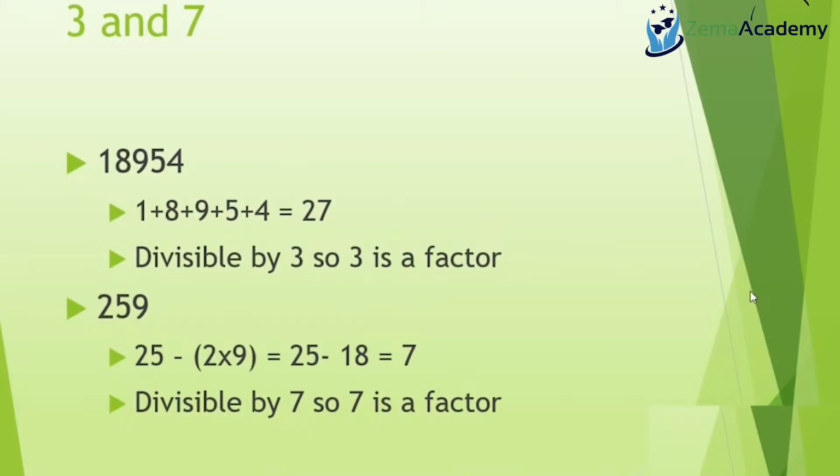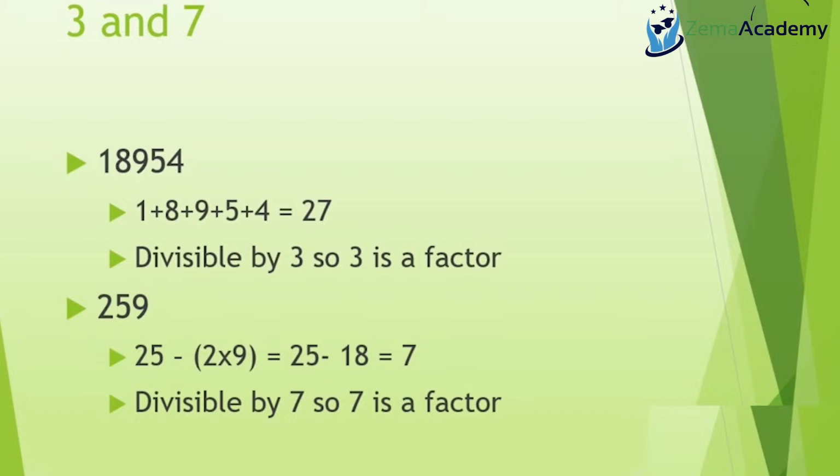So here I've got the number 18,954. If I add each of those digits up, 1 plus 8 plus 9 plus 5 plus 4, I get 27. 27 is divisible by 3, it's in the 3 times tables. So that means 3 is definitely a factor, and I can divide that by 3.